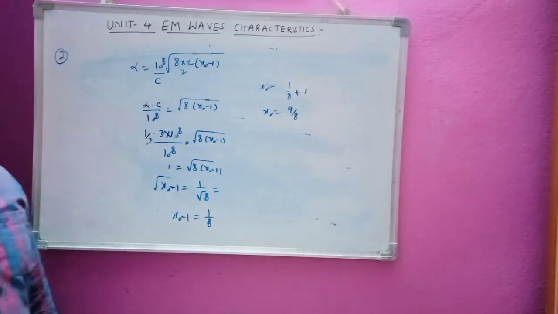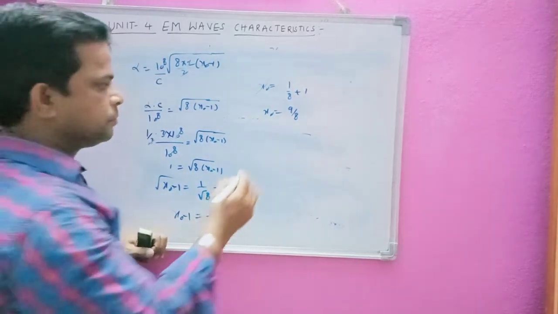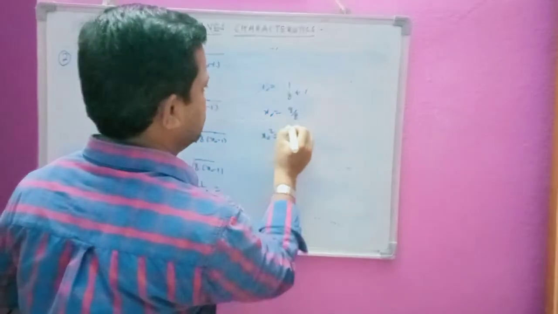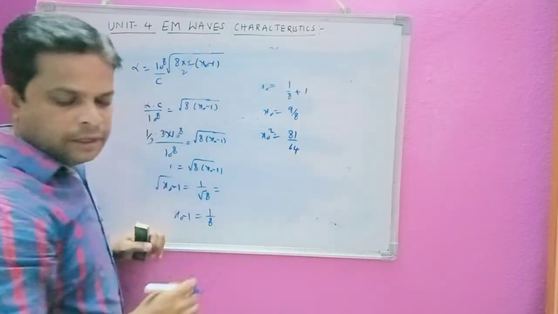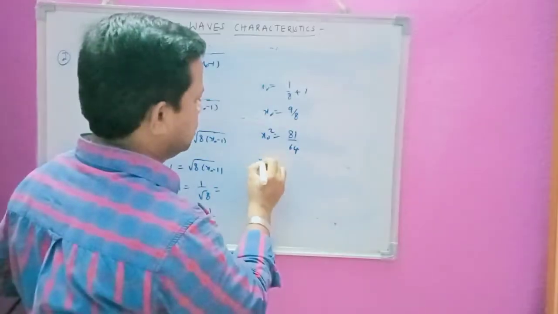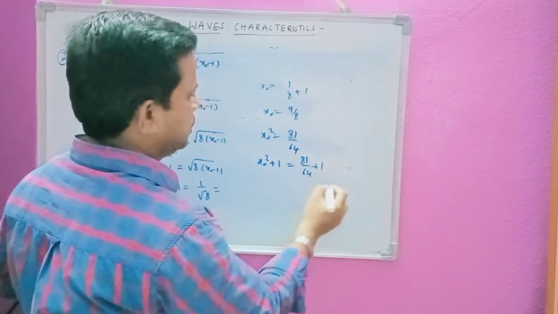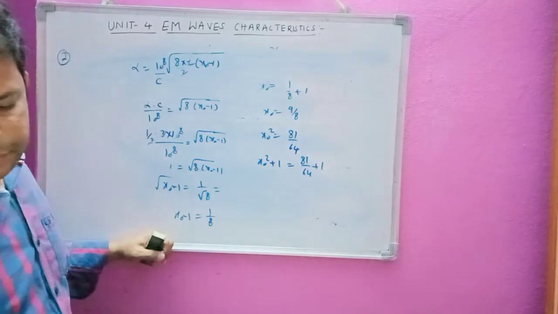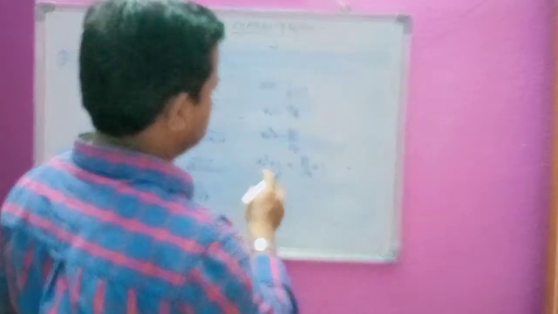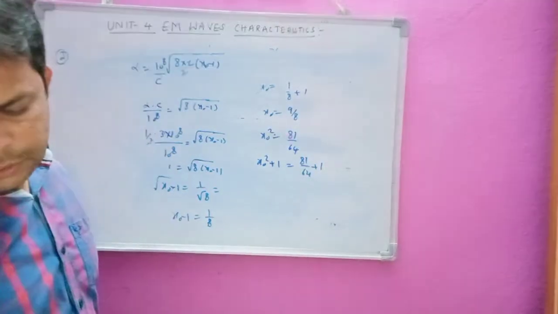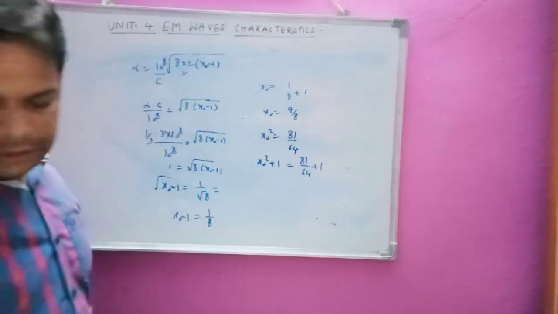Now we have to calculate the value of x naught square. X naught square is equal to what here? X naught square is equal to 81 by 64, and similarly I can get the value of x naught square plus 1, that is 81 plus 64 plus 1, which I can write using this value, 9 by 8, that is 85.